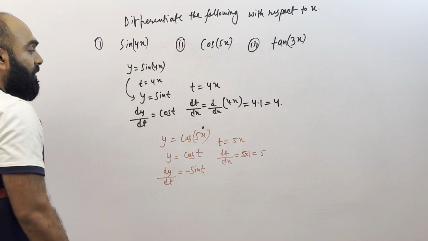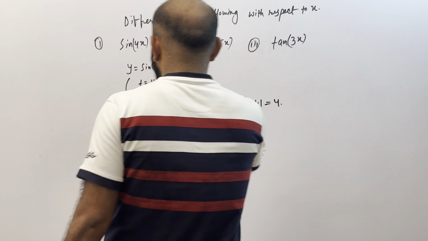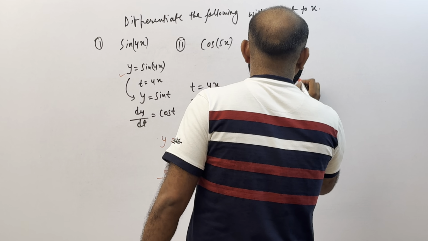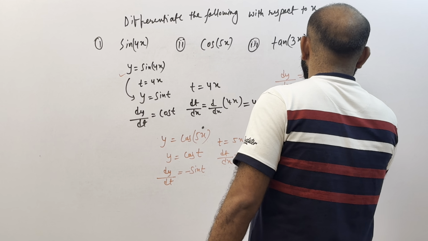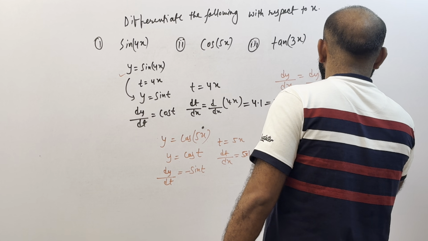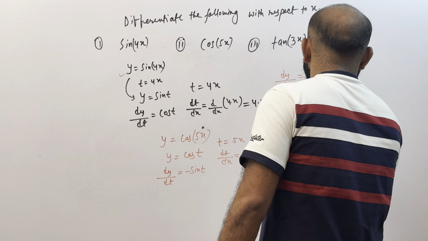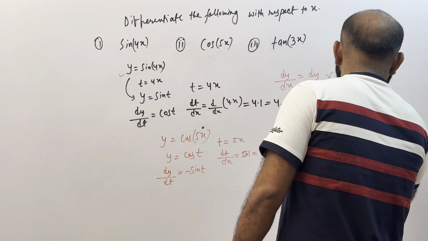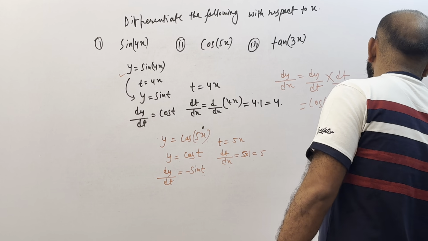So what is our function? Here actually we didn't get dy by dx yet. What is our dy by dx? I have to start with y. That is dy by dt into dt by dx. So dy by dt is cos t, into dt by dx is 4. So this is 4 cos, and I have to replace this t. What is t? Your 4x.